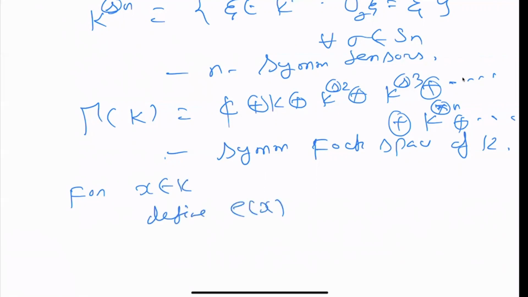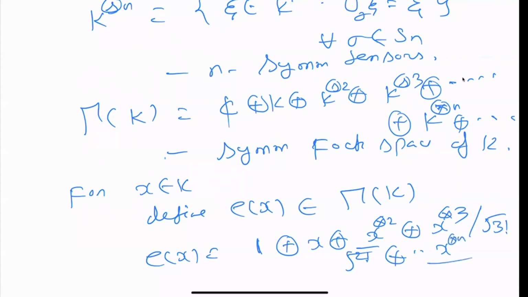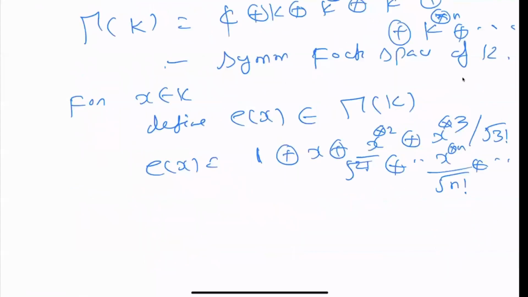For X in K, define E of X in the symmetric Fock space gamma of K as follows. E of X equals 1, the number 1 in C, which is also called the vacuum vector, direct sum X, direct sum X tensor 2 divided by square root of 2 factorial, direct sum X tensor 3 divided by square root of 3 factorial. This is like an exponential vector: X tensor n divided by square root of n factorial, an infinite direct sum. This is what is called E of X, the exponentiation of the vector X.